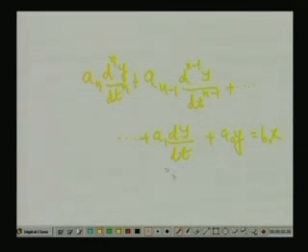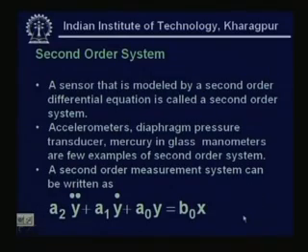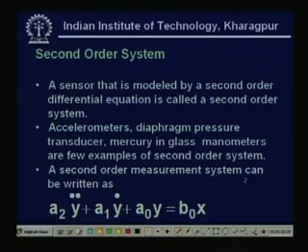Now, you can see here that if I put n equal to 2, we will get 3 terms: A2 y double dot plus A1 y dot plus A naught y equal to B naught x. As all of us know, y double dot is nothing but d square y by dt square. Similarly, y dot is equal to dy by dt.